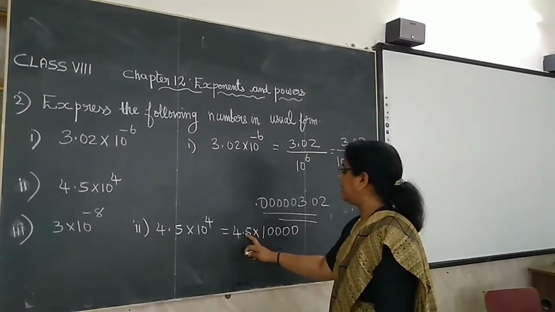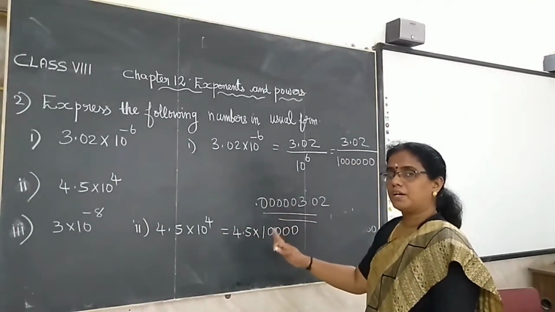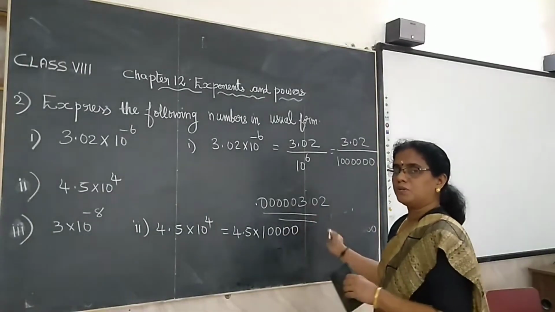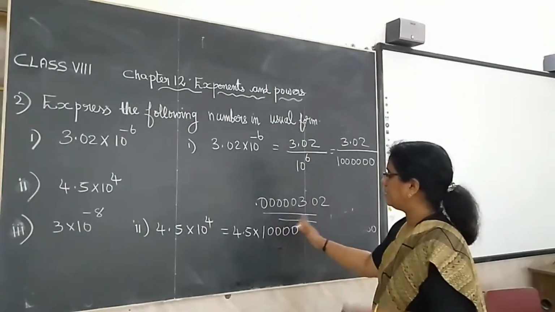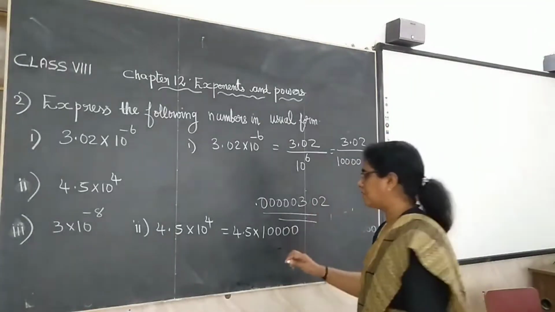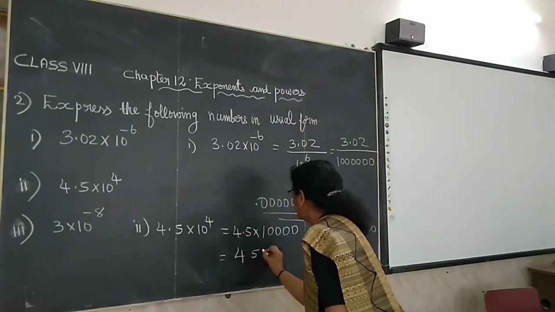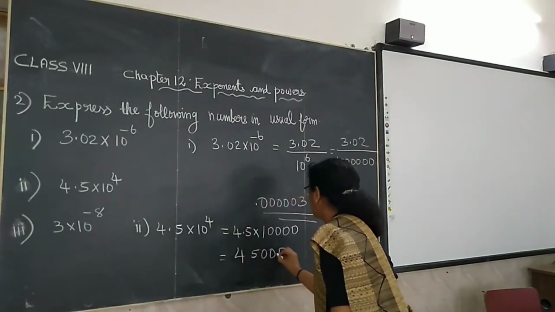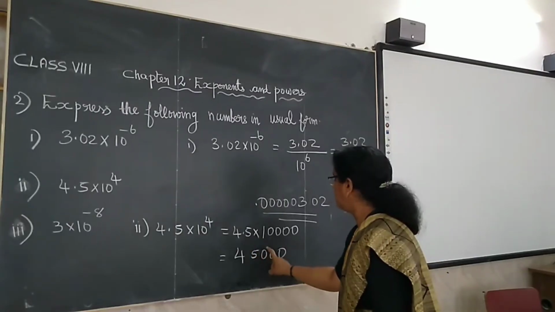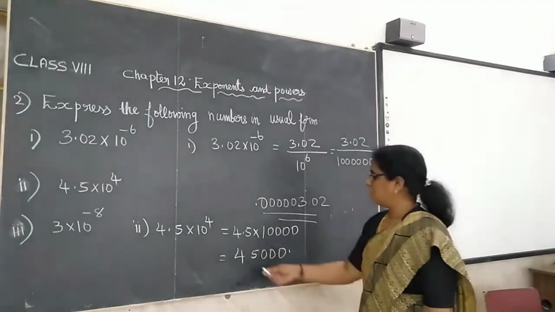Now for multiplication, how many zeros are coming? That many places we have to shift forward. For division, moving backward. For multiplication, moving forward. Here 4 zeros are there, so 4 places we have to move forward. First the decimal was here, then 1, 2, 3, 4, the decimal will be here. So this is the answer.